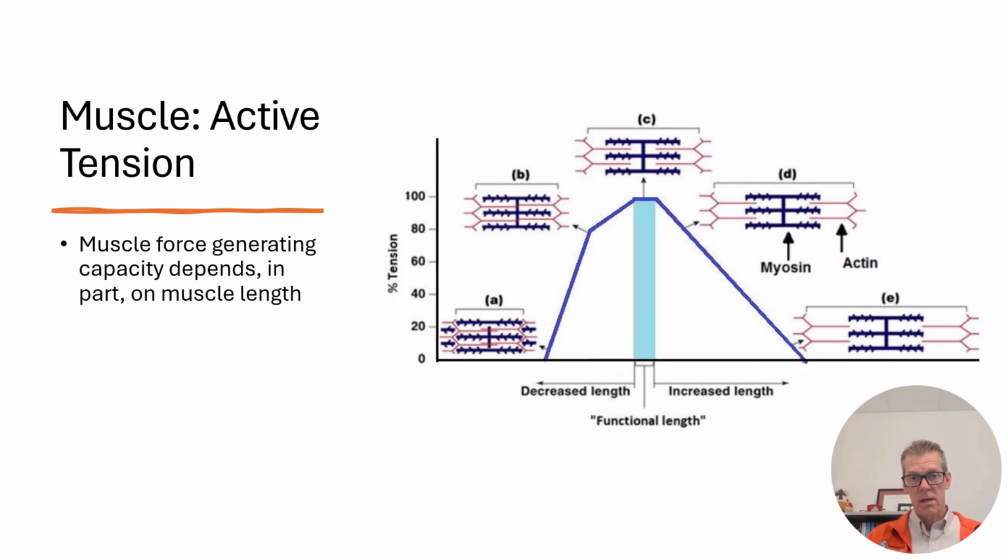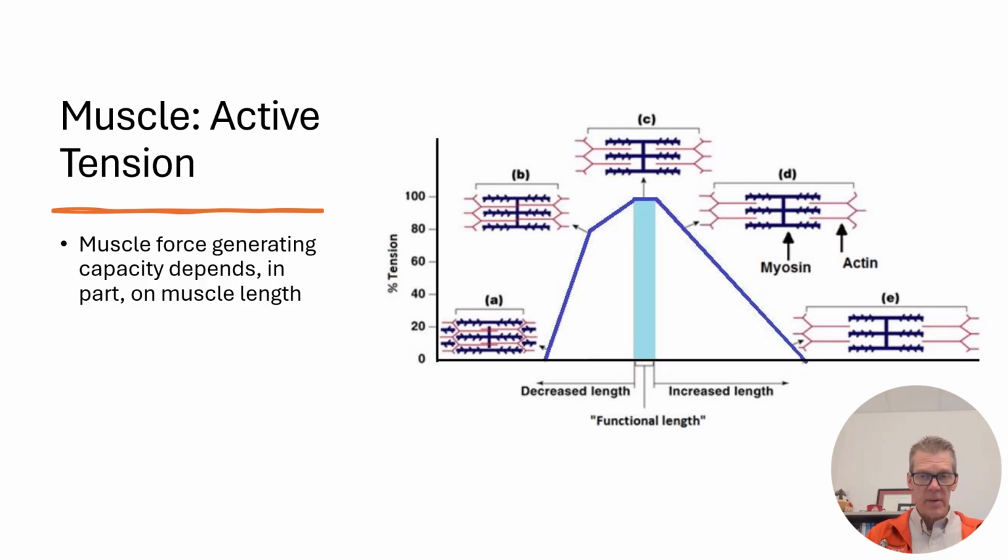And then here, way down at the start of this ascending limb of the active tension curve, now there's so much overlap that there's very little interaction possible, and we generate very little tension.